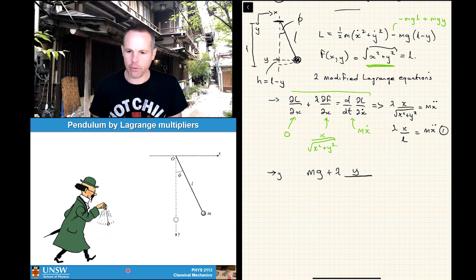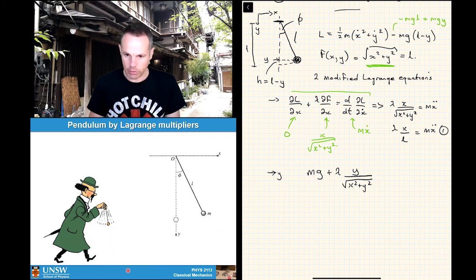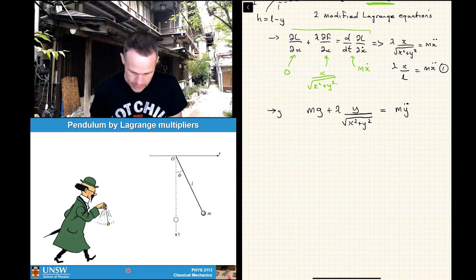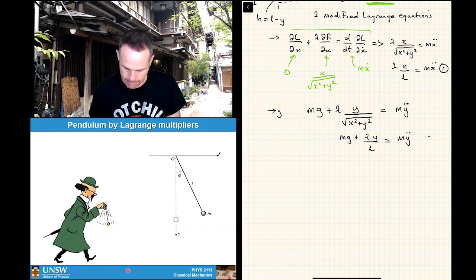Now my df/dy will be y on the square root of x squared plus y squared, okay? So I'm taking the derivative with respect to the other variable here. That will be equal to my m y double dot. And I can pull the same little bit of geometry that I just had and go mg plus lambda y on L is equal to m y double dot, just here. Okay, so call that equation 2.